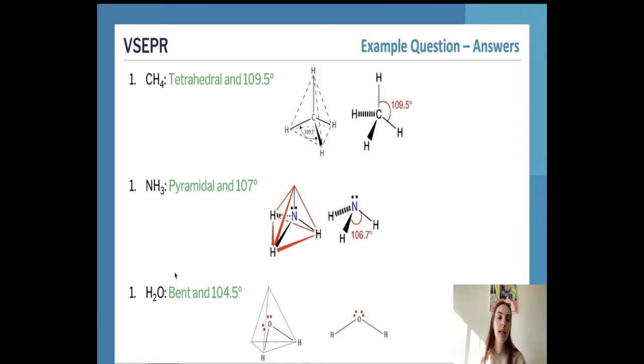Our final one is H2O. This one has a bent structure, and that means that it has a 104.5 degree bond angle. We can see our Lewis diagram here showing the two lone pairs, and these two lone pairs have repelled the hydrogens downwards. We can also see that in our 3D diagram, which shows that these lone pairs are repelling the hydrogen atoms away from them.